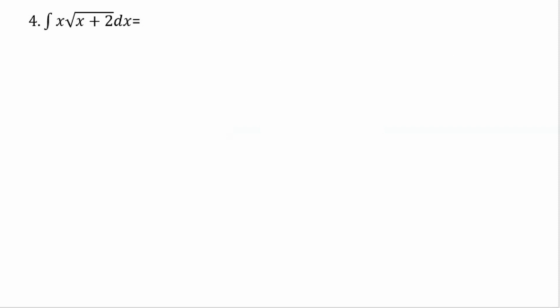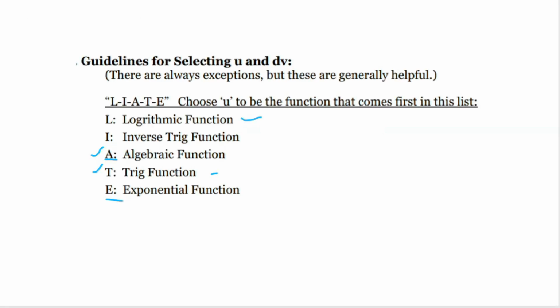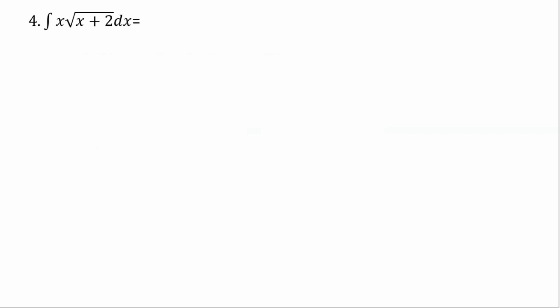Okay, in number 4, we have the integral of x times the square root of x plus 2 dx. In this case, they are the same algebraic function. So we cannot use here the acronym that we are trying to follow, the LIATE, since the given is both algebraic function. So in that case, I will try first u is equal to x, and dv will be the remaining terms. We have the square root of x plus 2 dx. And then the du now is just equal to 1 dx or dx.